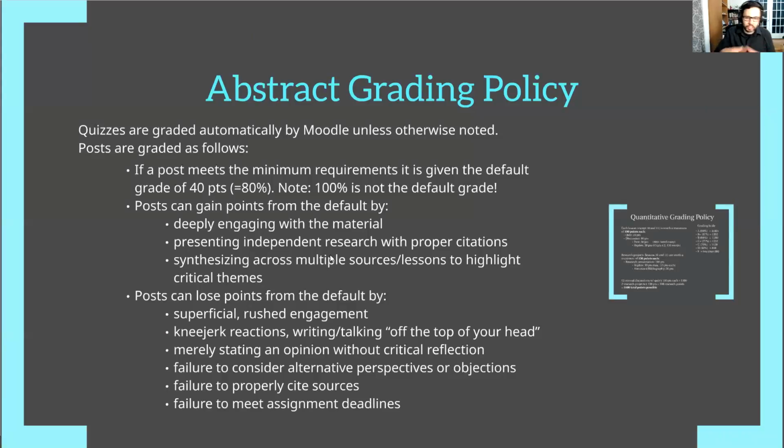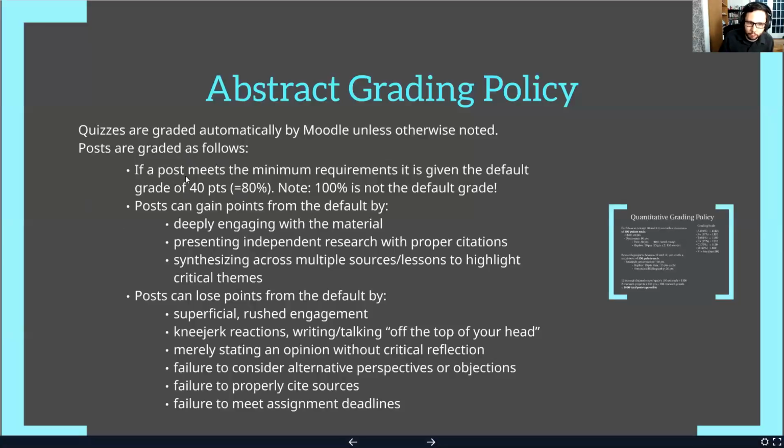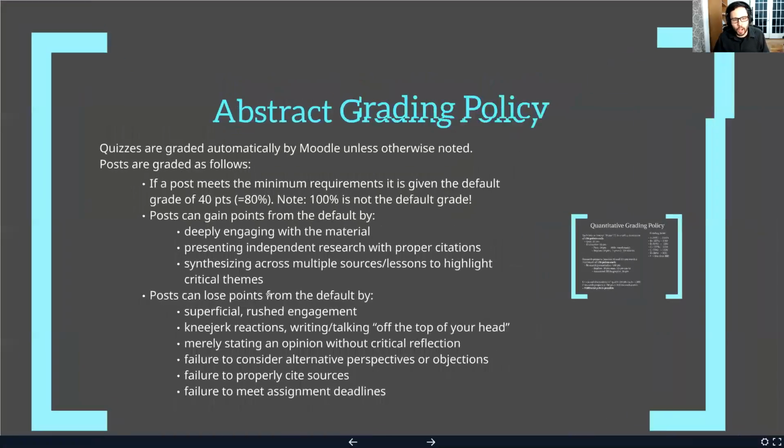Maybe the easiest one to do is to synthesize across multiple sources. I give lots of reading every week. If you can show how two readings relate to each other, right? Not just talk about one and then talk about the other, but tie them together and show how it brings out the general course themes. Or even better than two materials within one lesson is if you can relate across lessons. So back in lesson 2, we talked about this, in lesson 5, we talked about this, and here we are in lesson 8 talking about this, and this is how they're all related. That's the kind of stuff that I'm looking for. That's the kind of stuff that makes a teacher excited. And that's the kind of stuff that'll raise your grade from the default of 40 points to 45 points, 50 points, full post grade.